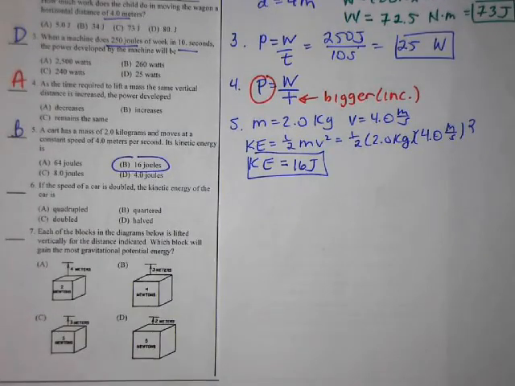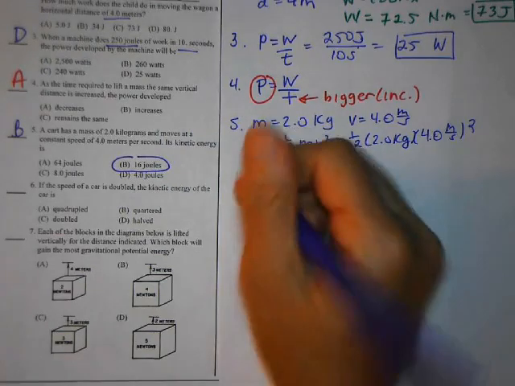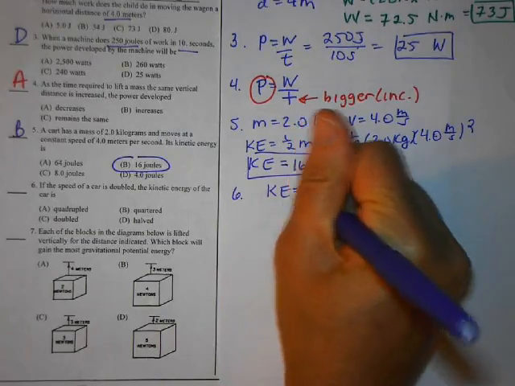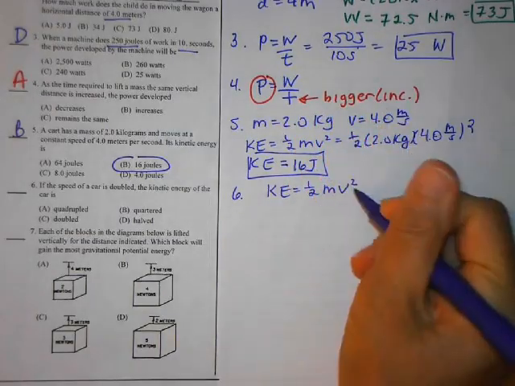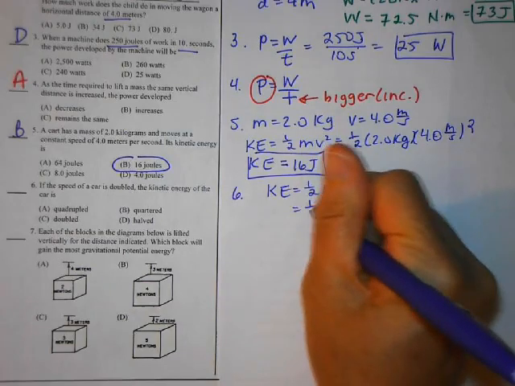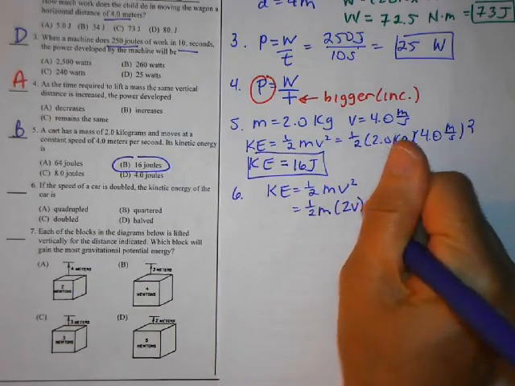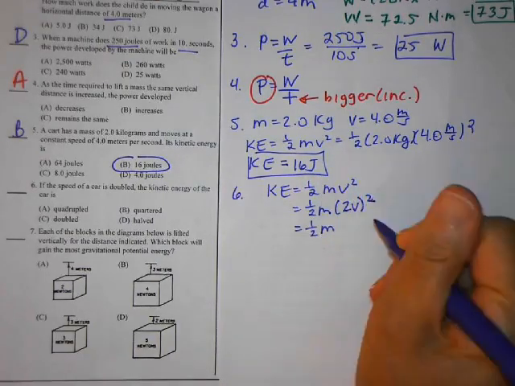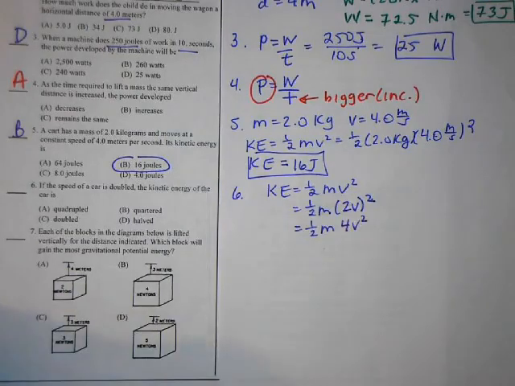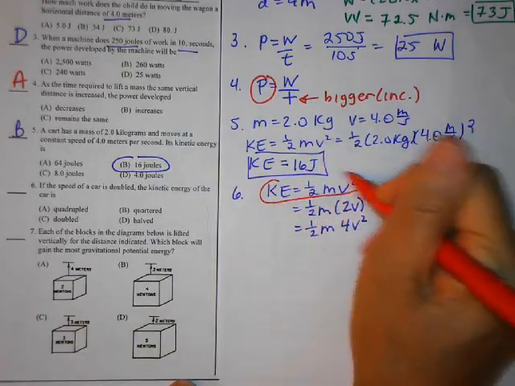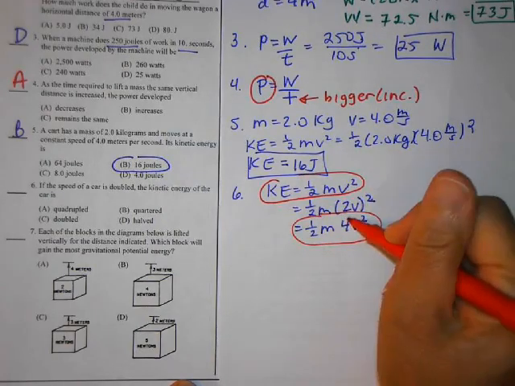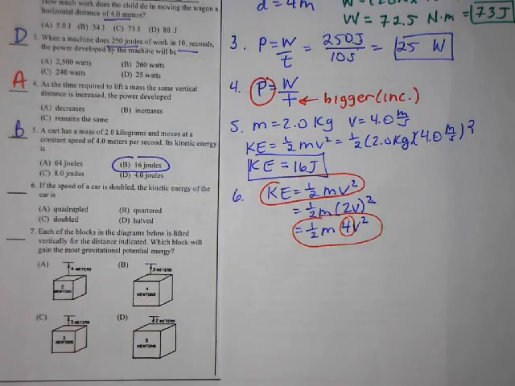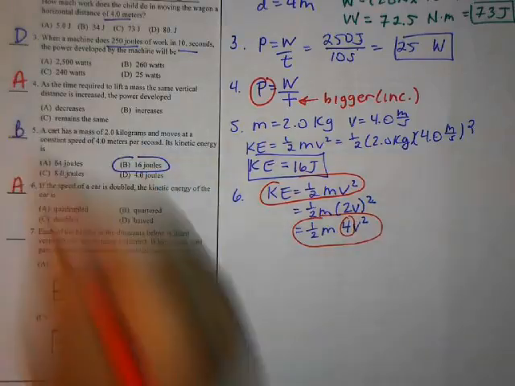All right, number 6. If the speed of a car is doubled, what happens to its kinetic energy? So again, I'm just going to write the equation. Kinetic energy is 1/2 mv squared. So now it says what happens if I double this? So it would be 1/2 m (2v) squared. So let's just multiply that out. So 1/2 m times 4v squared. So the difference between this and this is this 4. So 4 means it's going to be 4 times, which is quadrupled. So the answer there is going to be A.